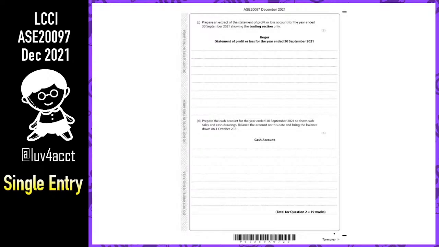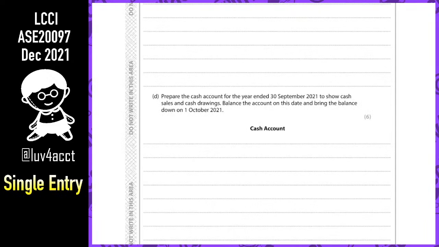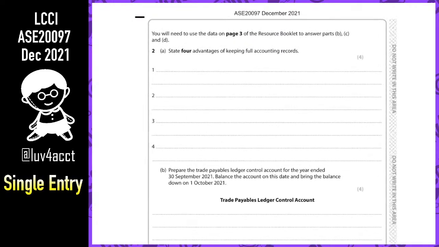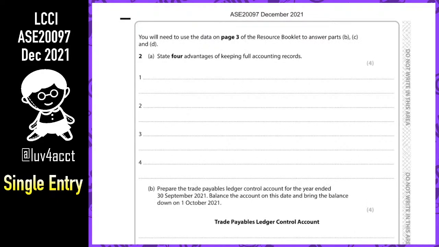And then after this trading account, we also have to work on the cash account. Let me see. We have the opening and closing balance. By now, we have cash purchases as well. And then let's see what other things will be here. Interesting, because you can see you have cash drawings. Good. Very interesting question. So let us start by giving the 4 advantages of full accounting records.